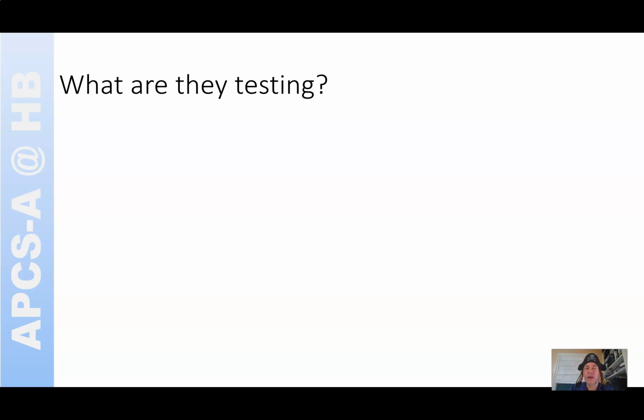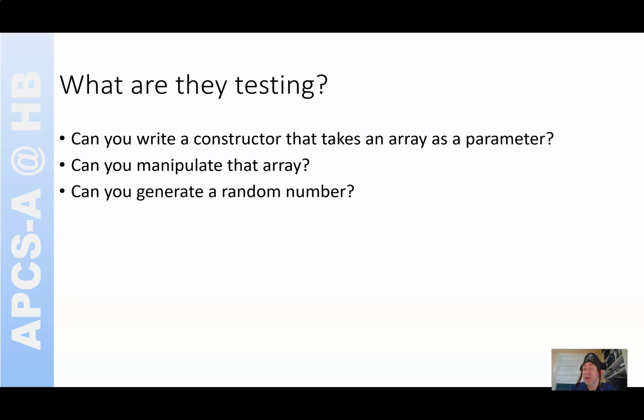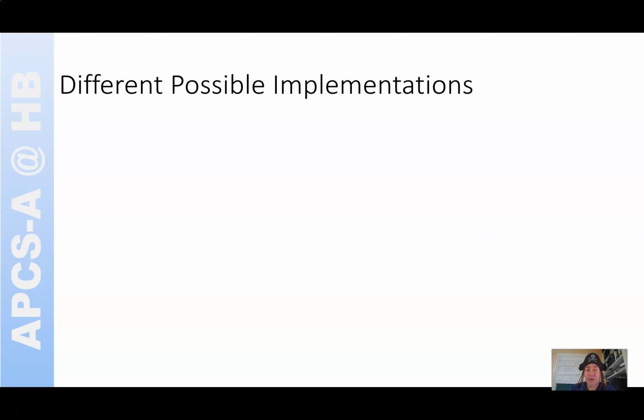That's all good. What are they testing? So what could you expect them to be looking for? Number 1, can you write a constructor that takes an array as a parameter? That's all good. Can you then fill that constructor? Can you manipulate that array to fill your data the way that you want to? Can you generate an appropriate random number? In this case, you'd use Math.random, multiply it by the length of the list that you're currently working with, and come up with that. And can you check whether there are items in a list and then return an appropriate response? Check whether the size is 0, basically.